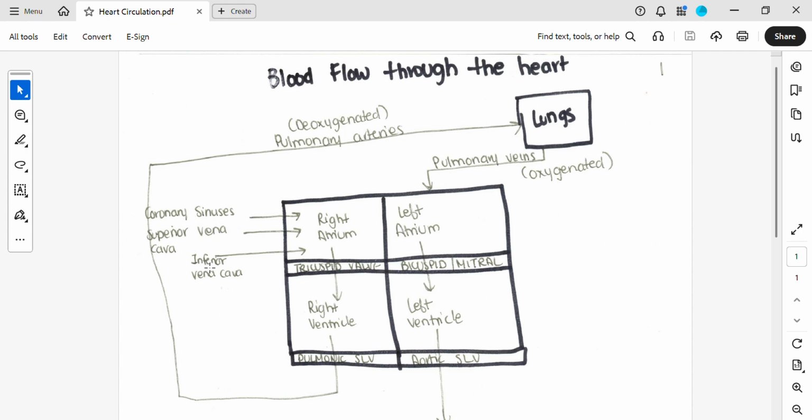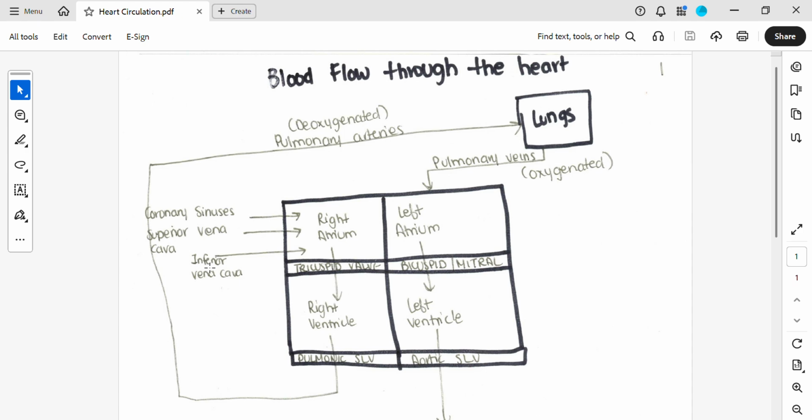Superior vena cava brings blood from the upper portion of the body, so your head and neck, and inferior vena cava brings the deoxygenated blood from the lower part of the body. So it's important to know that all the deoxygenated blood that's rich in carbon dioxide and low in oxygen comes to right atrium.